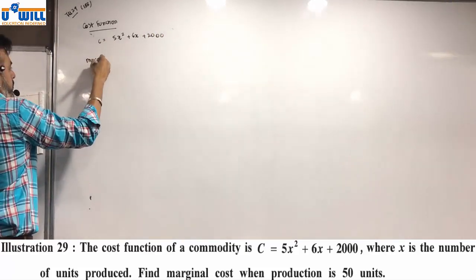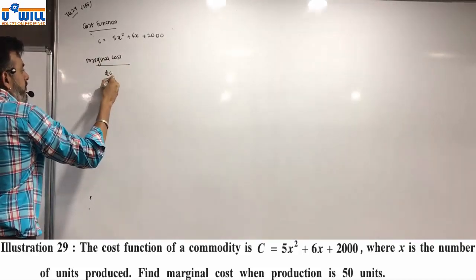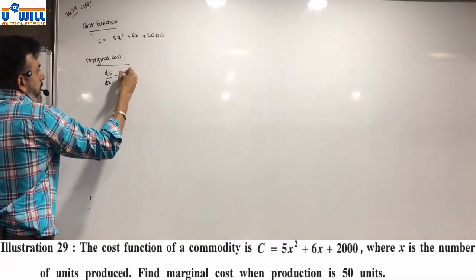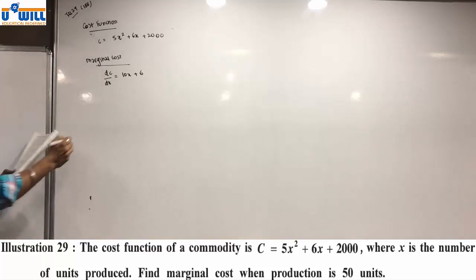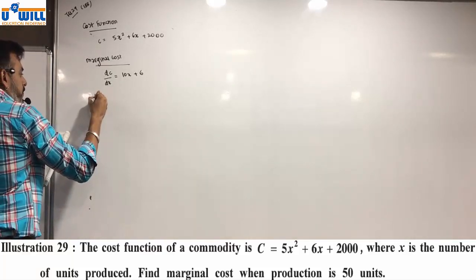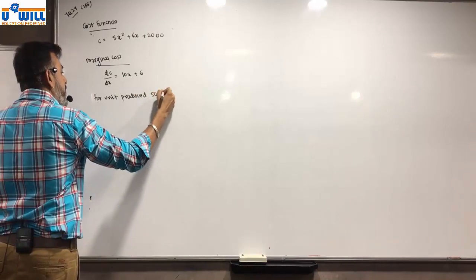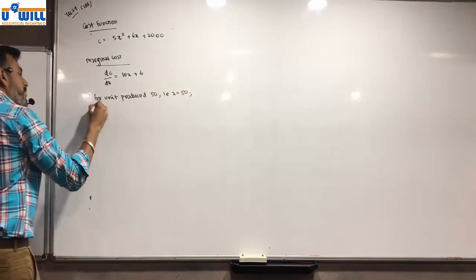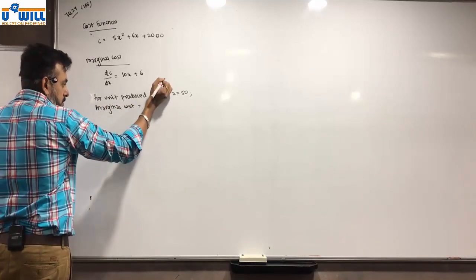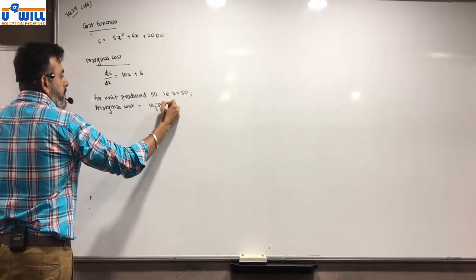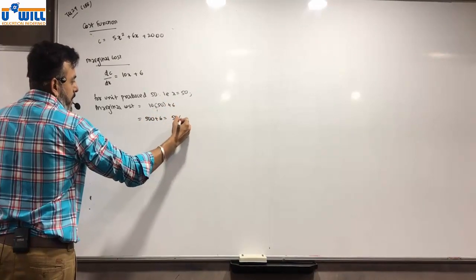Marginal cost is the derivative of C with respect to x, which is equal to 10x plus 6. Now, for units produced 50, that is x is equal to 50, marginal cost is equal to 10 into 50 plus 6, which is equal to 500 plus 6, 506.